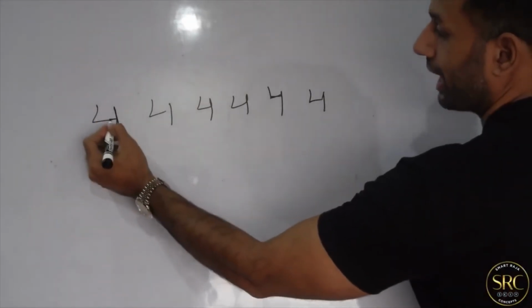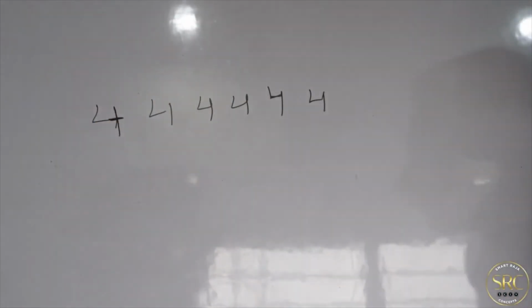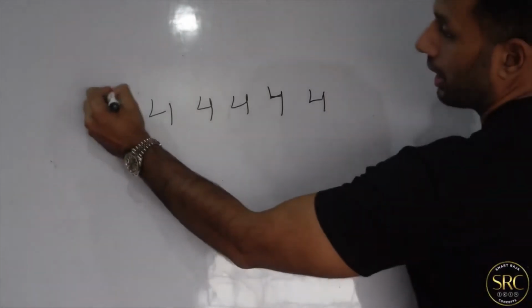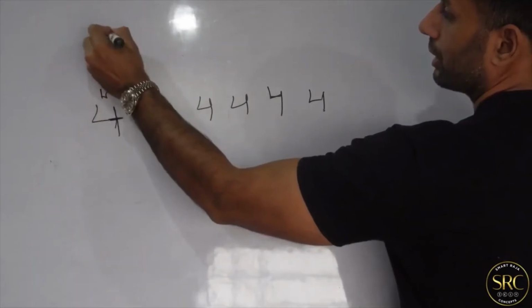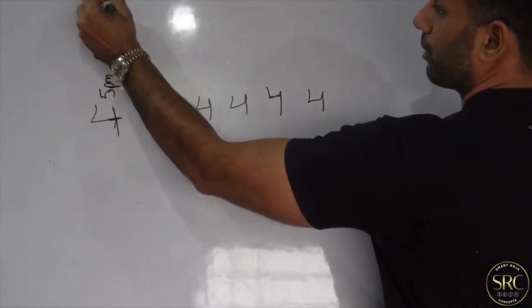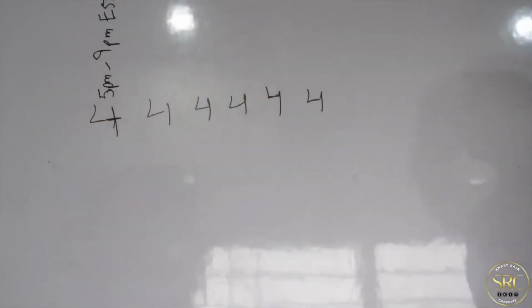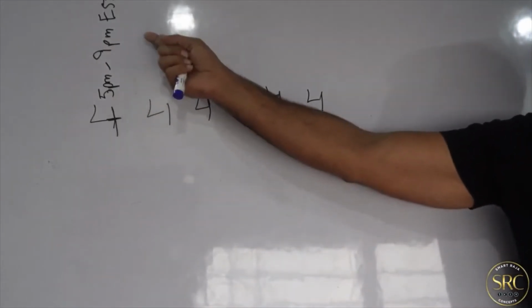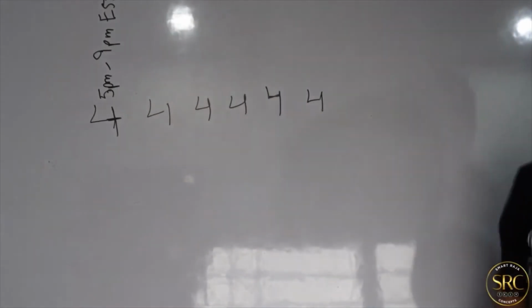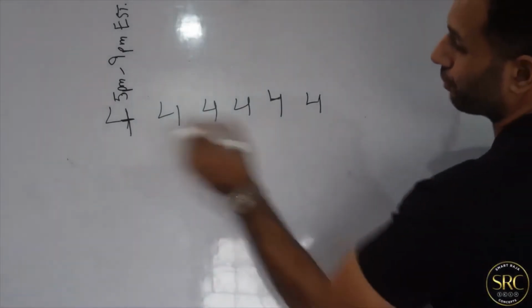Now we need to understand when this first 4-hour candle starts. The first 4-hour candle normally starts at around 5 p.m. and goes till 9 p.m. Eastern time, right? We're only talking about Eastern time right here. The first 4-hour candle starts at 5 p.m., goes all the way up towards 9 p.m. Eastern time. Now, we have the second 4-hour candle.